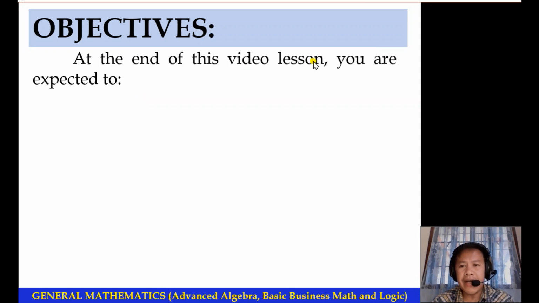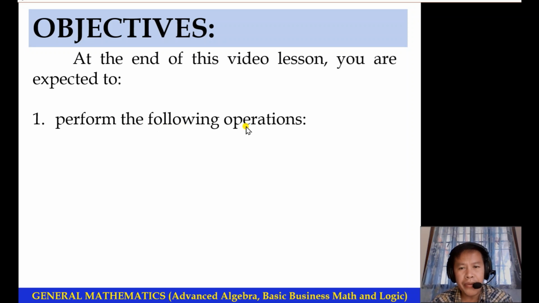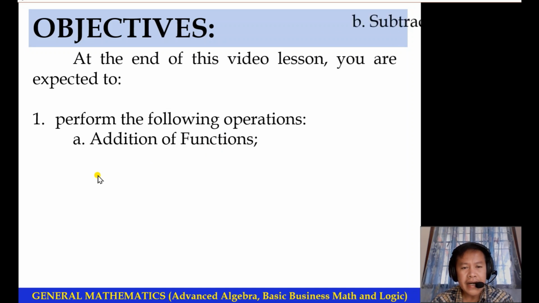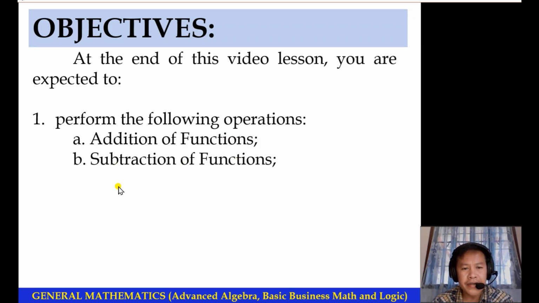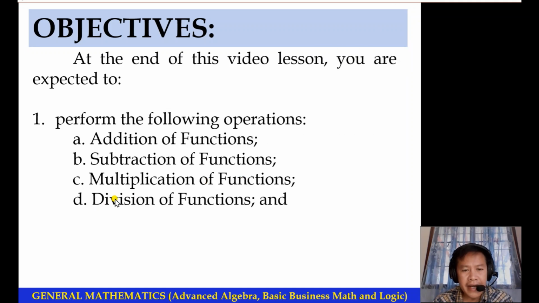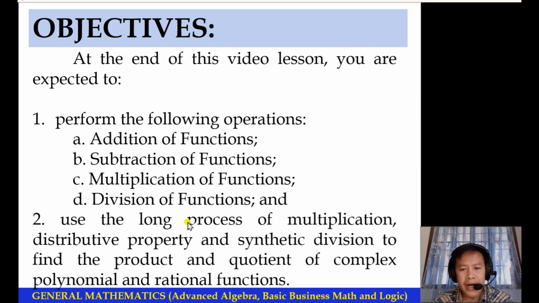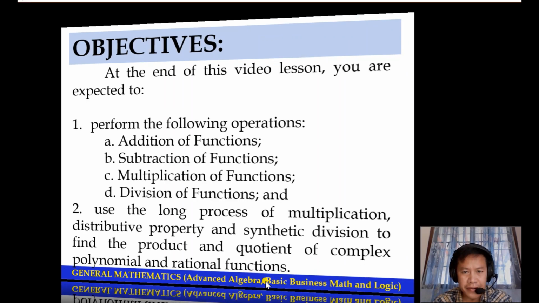At the end of this video lesson, you are expected to, number one, perform the following operations: letter A, addition of functions; letter B, subtraction of functions; letter C, multiplication of functions; letter D, division of functions. And number two, use the long process of multiplication, distributive property, and synthetic division to find the product and quotient of complex polynomial and rational functions.